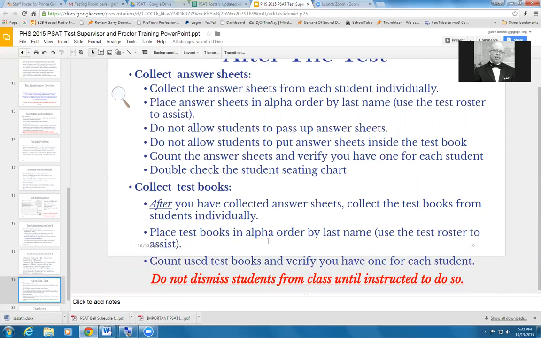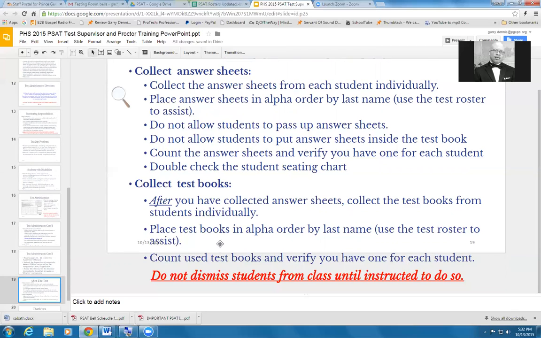Place your test booklets. Count the test booklets that were used. Verify that you have one for each student. Please do not dismiss students from the class until instructed to do so. Most of the time when books are missing, it happens around this time, so please make sure you've collected that number of books. Don't dismiss the students. We're going to dismiss the students from the loud intercom, so please hold the students once we've collected those materials.